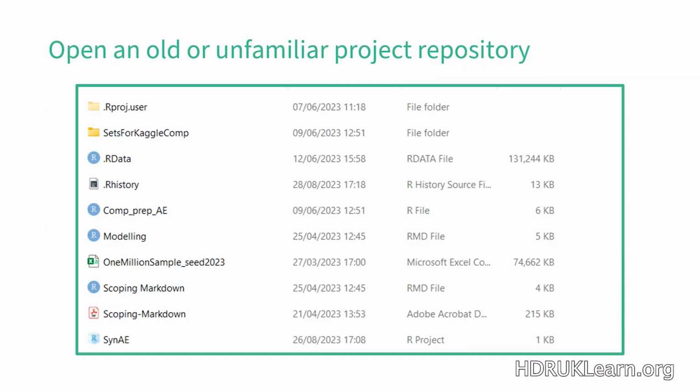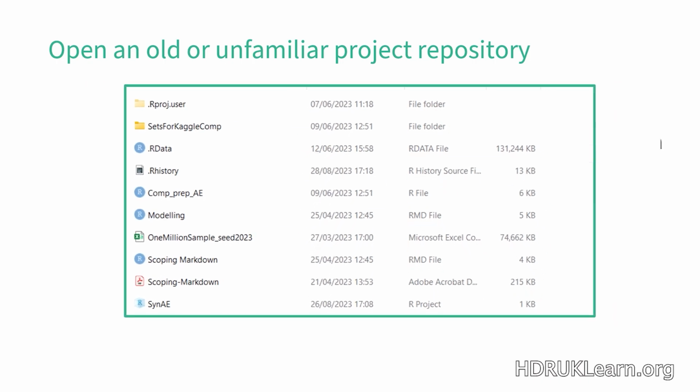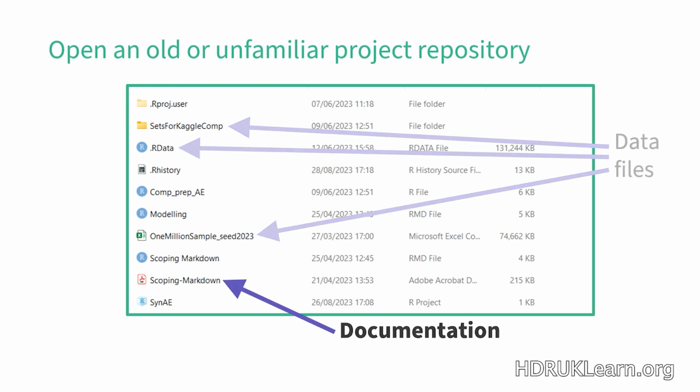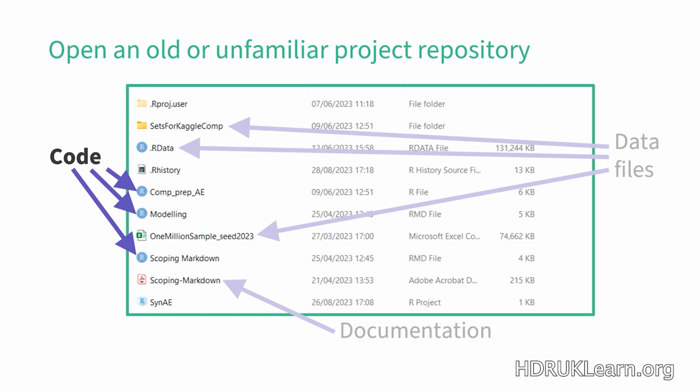You'll notice that a coding project for most people is a folder containing a variety of files. This is sometimes referred to as a repository. These files will primarily be data files, like CSVs, documentation files, like Markdown or text, and most of all, coding files, like R or Python scripts or notebooks.